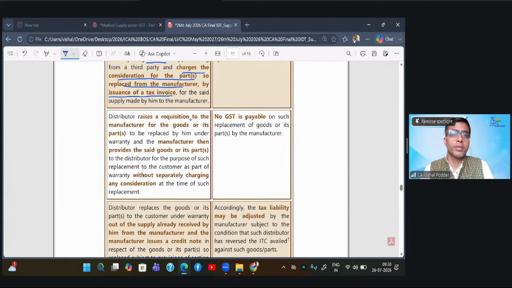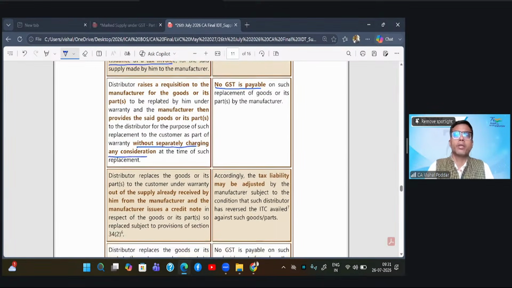Second, distributor raises a requisition to the manufacturer for the goods or parts, and the manufacturer provides the said goods or part without separately charging. Second possibility is when the TV comes for repair to me under warranty, I inform the manufacturer, see boss, this TV has come. You had given the warranty. Now certain parts have to be replaced. You send me the parts. And the manufacturer sends me the parts. Obviously, when the manufacturer is sending me the parts, it is sent without any separate consideration. Why? Because this is the commitment given by the manufacturer. Now, since there is no amount charged by the manufacturer to me for sending the parts, there is no GST applicable.